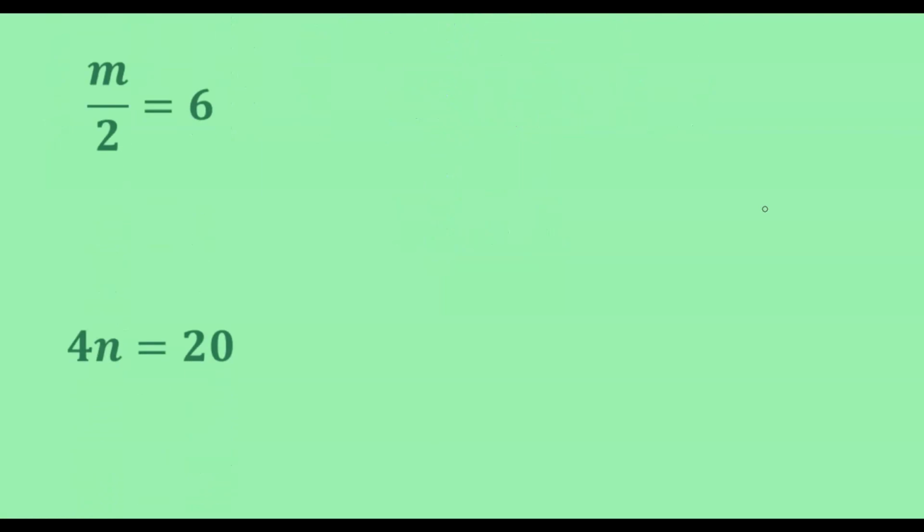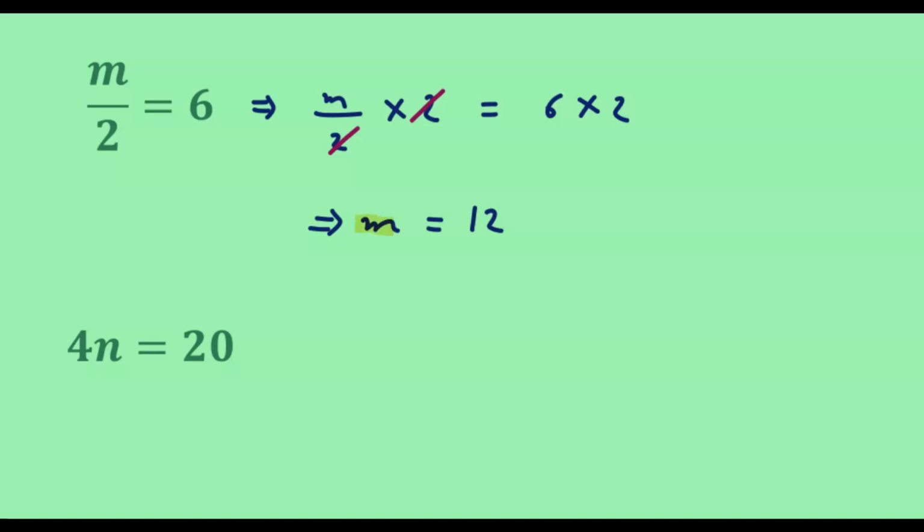Let's consider the next problem. We have m divided by 2 is equal to 6. Along with the variable m, we have that the variable is divided by 2. To eliminate that, we need to multiply both sides of the equation by 2. So we have m divided by 2 times 2 is equal to 6 times 2. We have a divided by 2 and a times 2, so we can cancel those two out. On the left-hand side, we are just left with m, and on the right-hand side, we have 6 times 2, which is 12. And so we have solved the one-step equation to obtain that m is equal to 12.